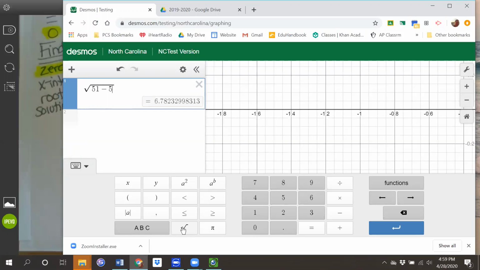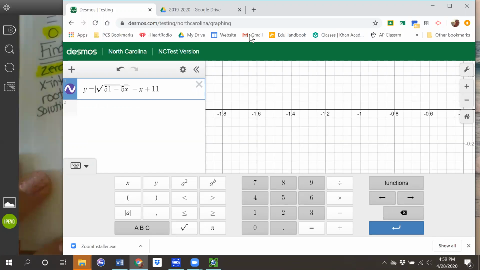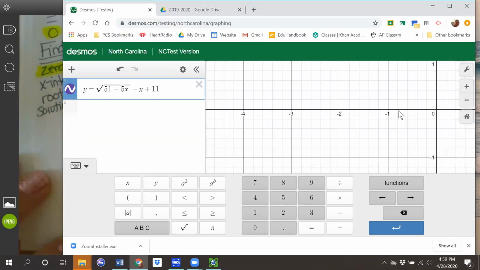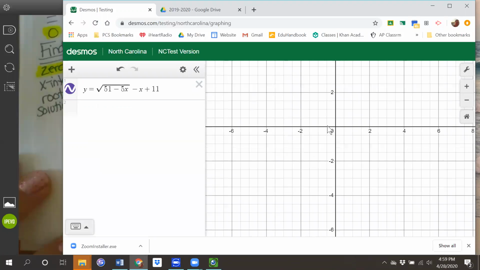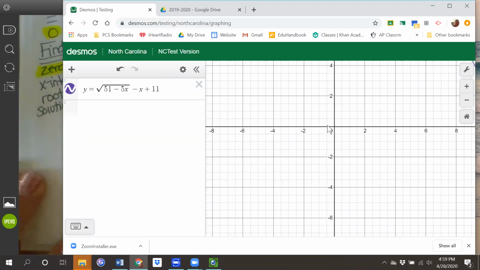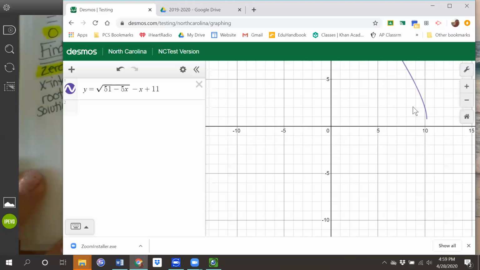I'm talking and I'm not paying attention. I just put in a 5y. I want a 5x, and then minus x. I totally don't have my y equals. Okay, there we go. So I am way too zoomed in here, so I'm going to use my little scroll wheel and back it up. And, oh, there it is.